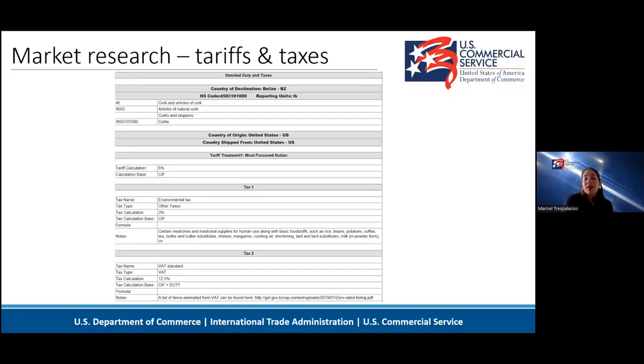And knowing this can also help you prioritize your markets, right? Let's say, imagine if that tariff were 50%. That would be like, maybe this is not a market that we should really look into. So it can help you, right? Prioritize, discard, include, exclude, whichever market.